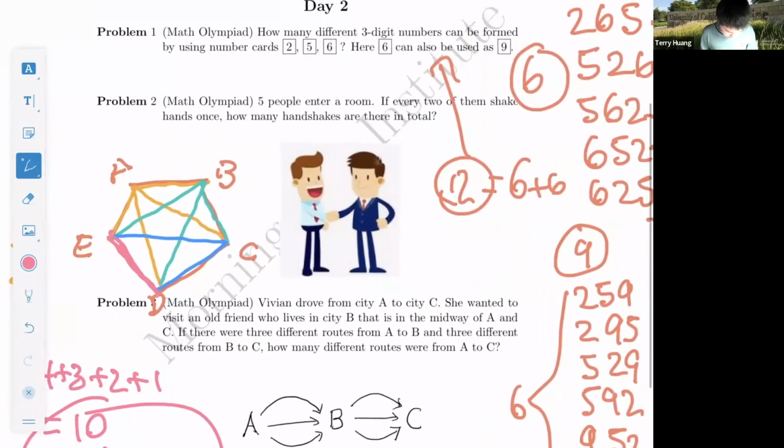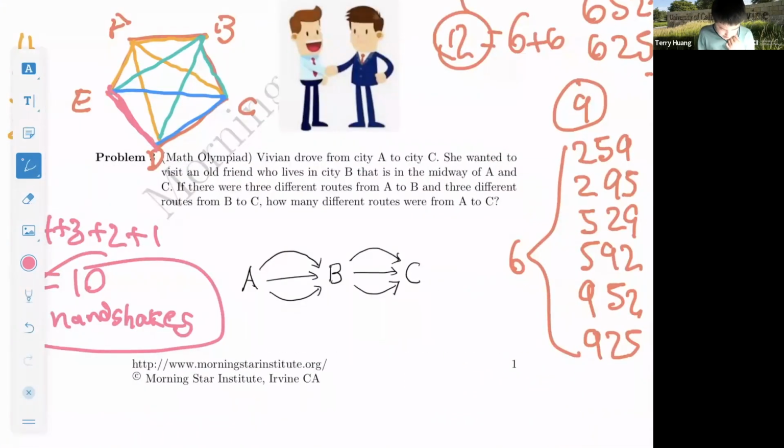For problem number 3, Vivian drove from city A to city C. She wanted to visit an old friend who lives in city B that is in the midway of A and C. If there were 3 different routes from A to B and 3 different routes from B to C, how many different routes were from A to C?